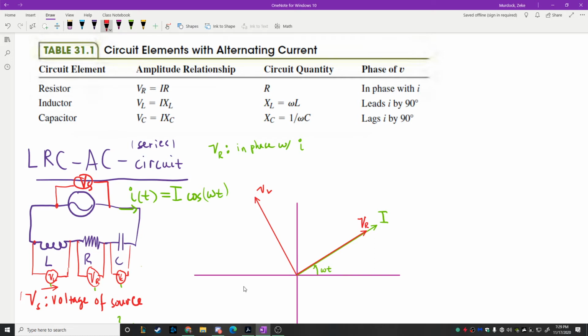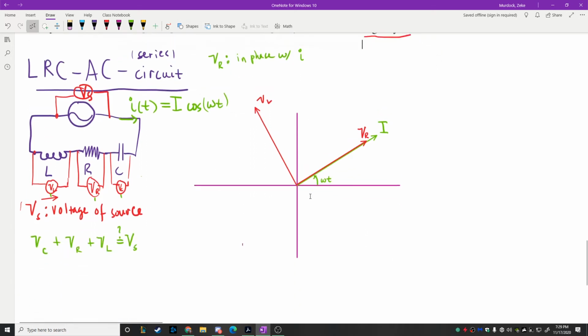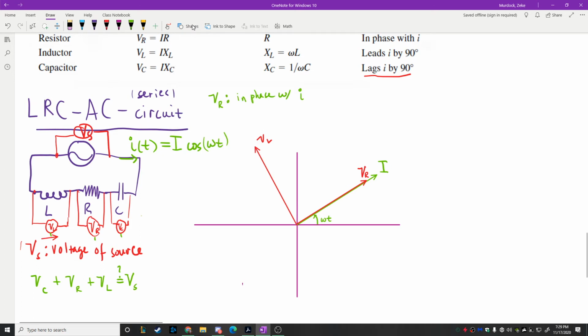We need to do the voltage across the capacitor, and we know that that one is the one that's going to lag I by 90. So it's going to be going down into the third quadrant, or fourth quadrant. This one we're going to intentionally draw a little bit shorter for reasons that will become apparent very quickly. So there we go. That is VC.